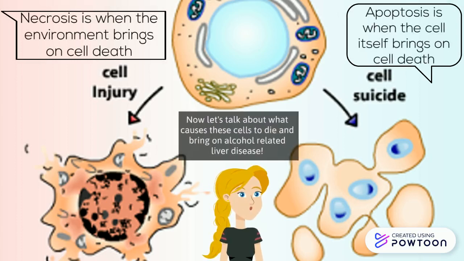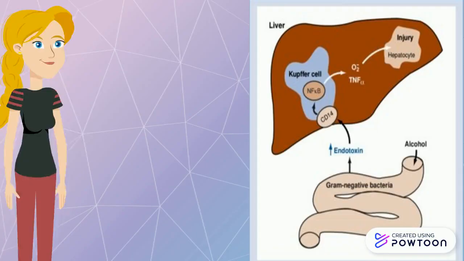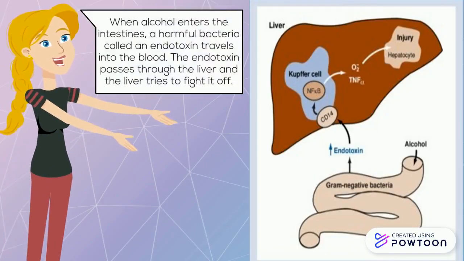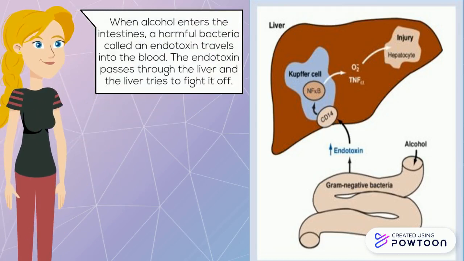Now let's talk about what causes these cells to die and bring on alcohol-related liver disease. When alcohol enters the intestines, a harmful bacterial product called an endotoxin travels into the blood. The endotoxin passes through the liver and the liver tries to fight it off.